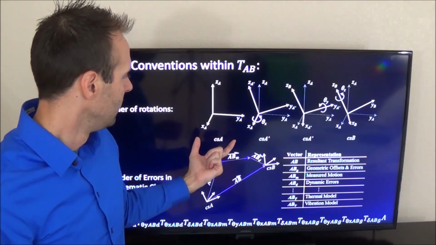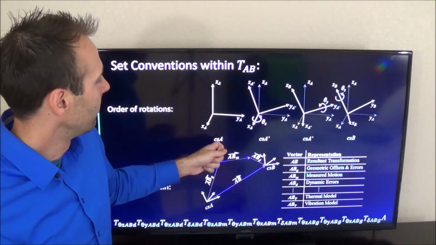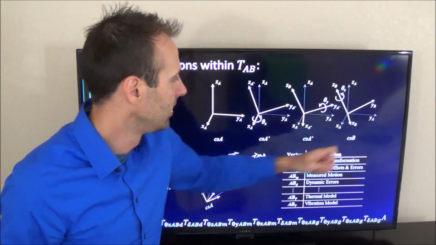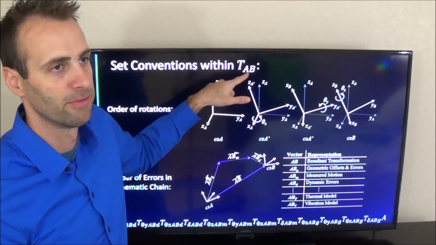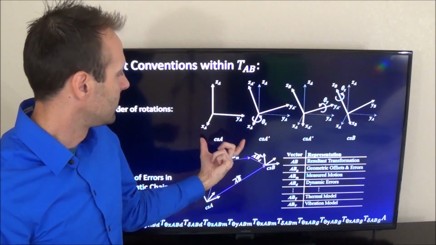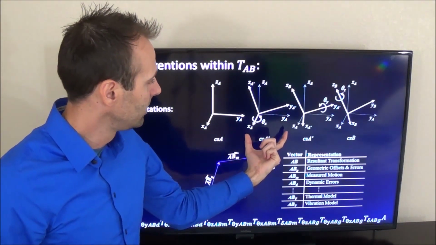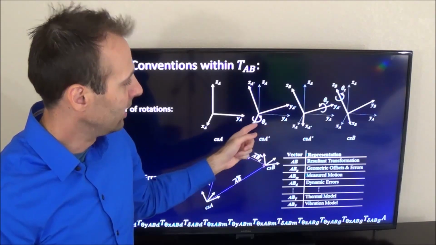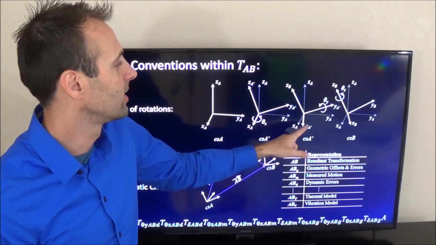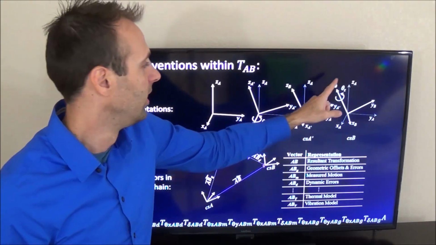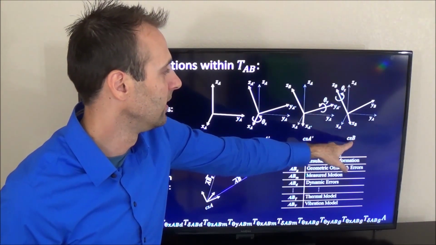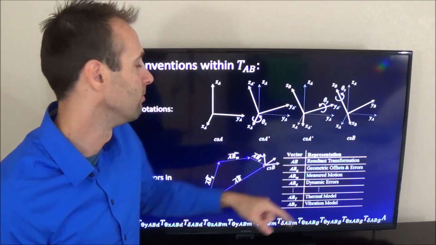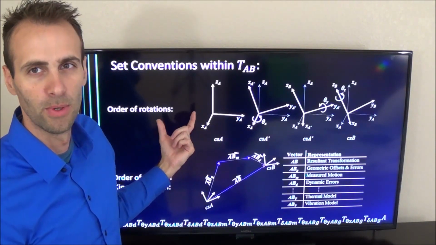So for example, I'm going to transform from coordinate system A to B, okay? Transformation from A to B. I start with A, I rotate around X, right? And then, after it's rotated around X, I rotate around Y, then I rotate around Z, and that gives me coordinate system B. So there should really be one more step in here.